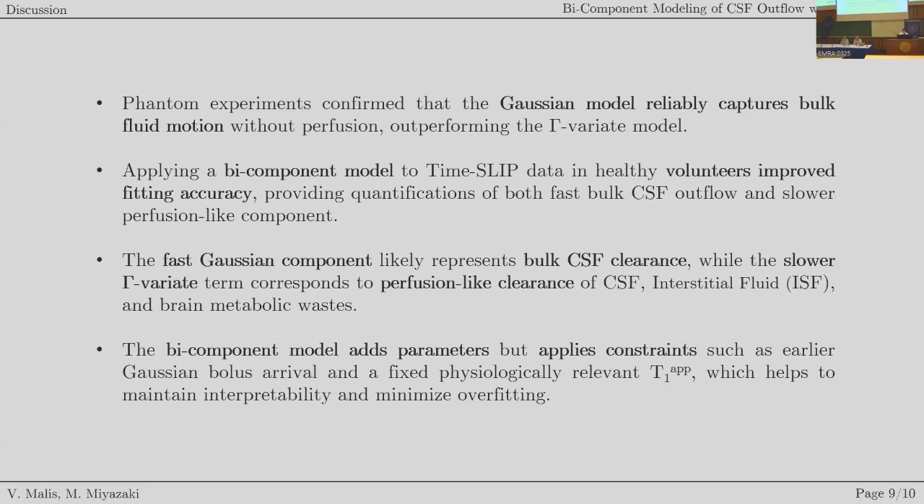So the bicomponent model adds parameters, but applies several constraints, such as early Gaussian bolus arrival and a fixed physiologically relevant T1, which helps to maintain interpretability and minimize overfitting.